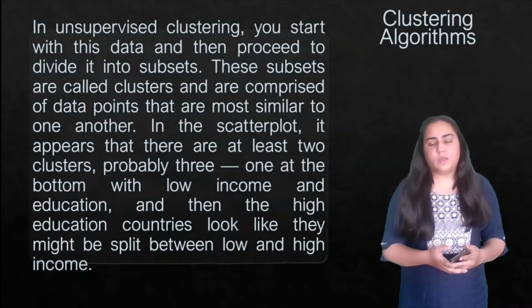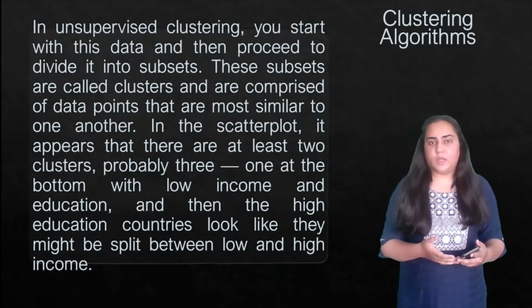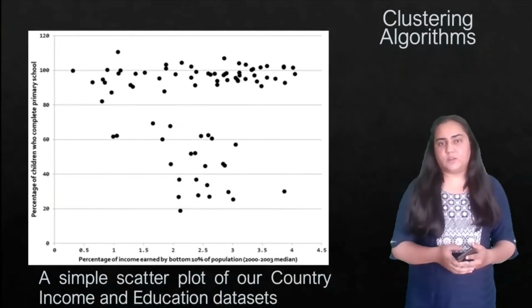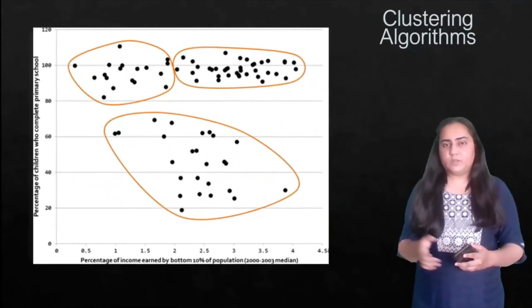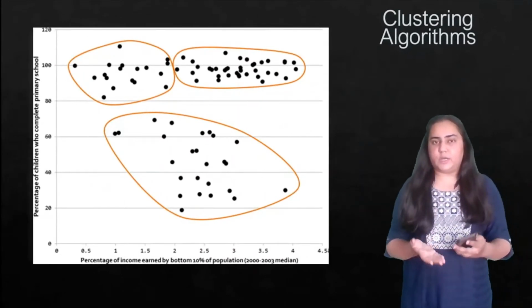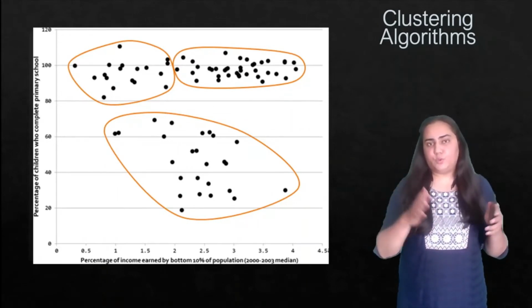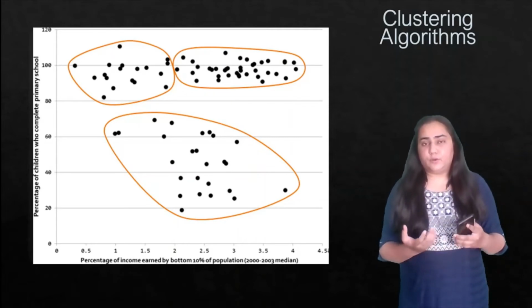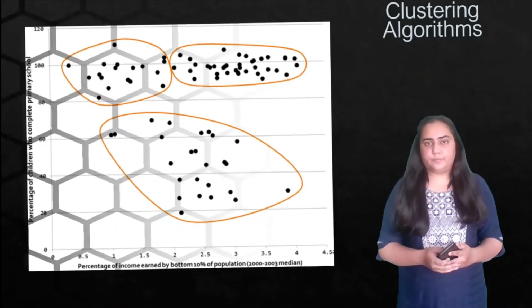You can see there's one at the bottom, which I'm going to show you, which has low income and education, and then there's high education countries that are split between low and high income. This is the original scatter plot that we just saw, and we can divide it like this. So you can see there's this whole group of points that are down, and there's a whole group of points up, which we have divided into 2 different parts. So these are the 3 groups, 3 clusters created just by looking at the scatter plot.